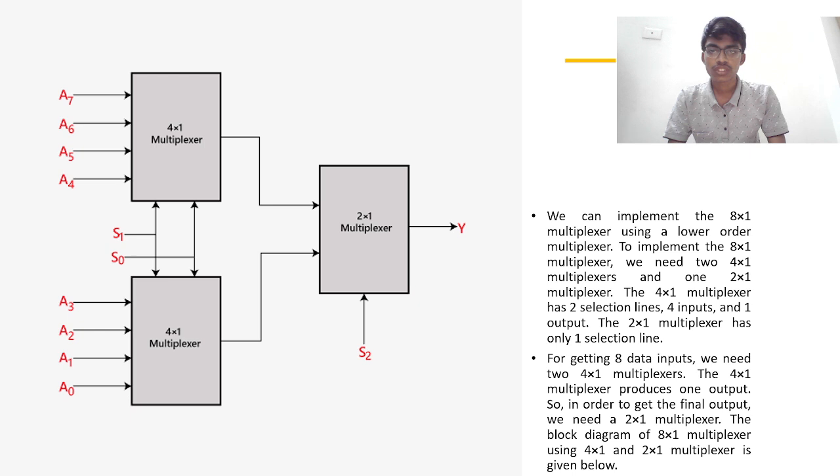Now the outputs. Generally a multiplexer has only one output, so each 4 cross 1 multiplexer gives one output. There are a total of two outputs because we use two 4 cross 1 multiplexers. These two outputs can be given as inputs to a 2 cross 1 multiplexer with only one select line. So the final output produced from this 2 cross 1 multiplexer represents the entire working of an 8 cross 1 multiplexer. I hope that the pictorial diagram representation of the 8 cross 1 multiplexer in terms of 4 cross 1 and 2 cross 1 multiplexers is clear.